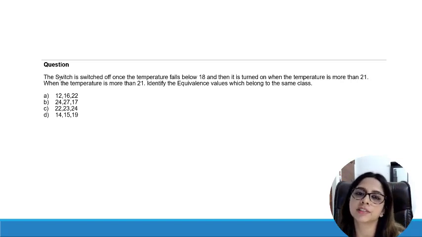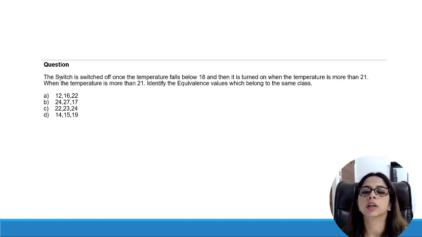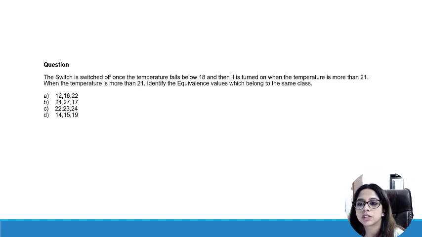Now the question is: identify the equivalence values which belong to the same class. That is, all the values should belong to the same partition. Let's see. Option A, 12, 16. Yes, 12 and 16 are in the same partition, which is below 18. 22, no, because 22 is in the third partition. Opted out. B, 24. Yes, in the last partition. 27. Yes, in the last partition. 17 belongs to the first partition, so this is also not the option. Now 22 and 23 belong to the partition 21 and above. 24 also, yes, so C is the option.